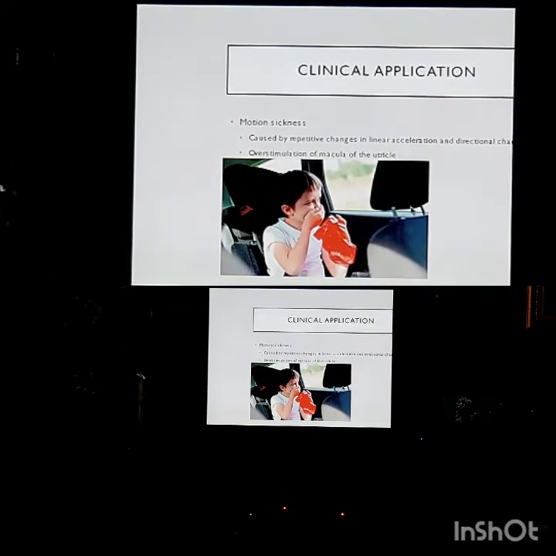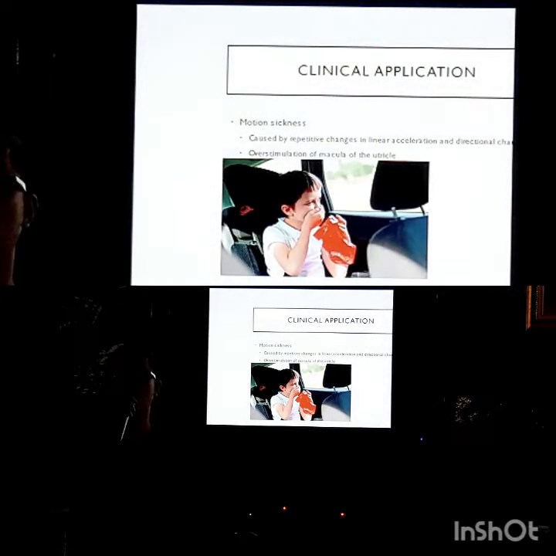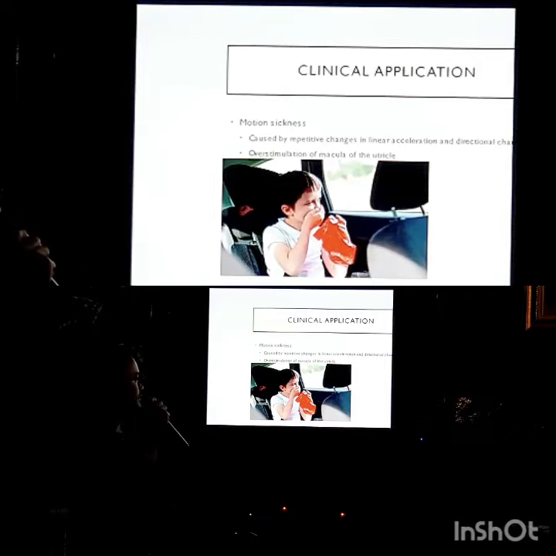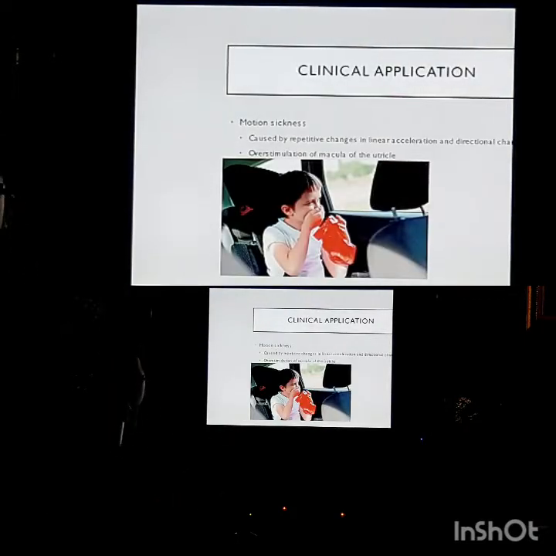So clinical application, how does this work? I'm sure you've experienced motion sickness. Motion sickness is caused by repetitive changes in linear acceleration and directional changes, and there is overstimulation of the macula of the utricle. Usually it's the utricle because utricle is responsible for horizontal movement, saccule, vertical movement. So overstimulation of the macula of the utricle produces motion sickness. When you're traveling and you suddenly experience nausea and you want to vomit, that is because of overstimulation of the utricle.